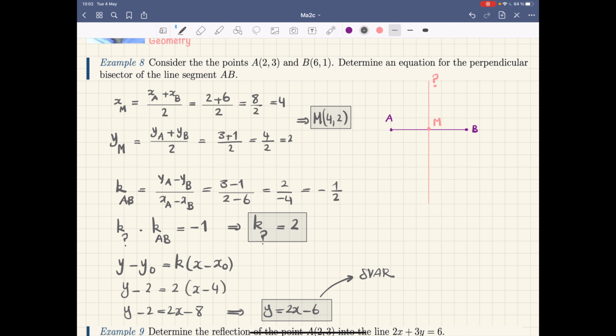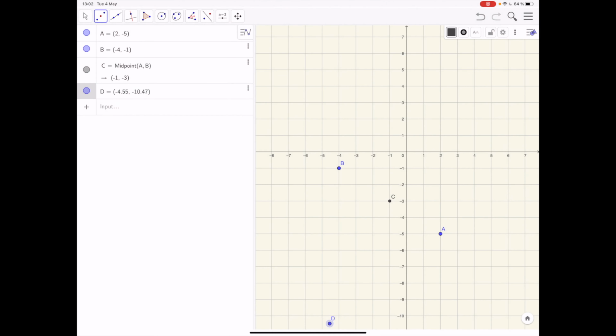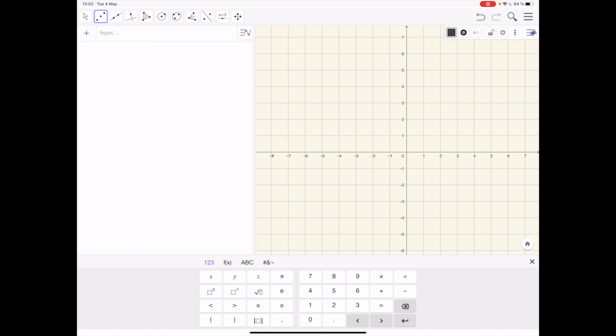So let me use the keyboard. The keyboard was easier. Yeah, okay, thank you. So I will go to GeoGebra. Let me get rid of these things. Okay, so what was the first point? A is 2 and 3. And B is 6 and 1. Okay, good. Okay, so you see here.